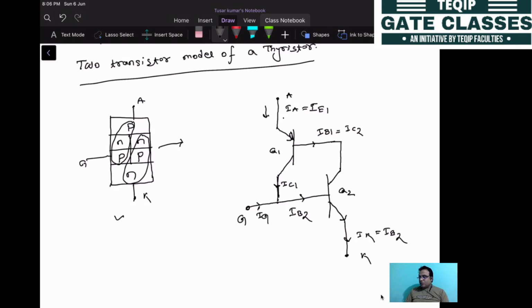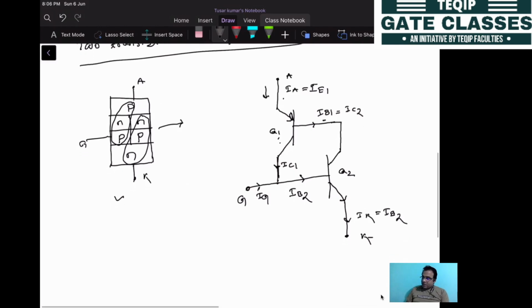So this Q2 will be operating. Q2 is operating means, because when the base signal is applied to Q2, Q2 will be on. When Q2 is on, in turn it will be switching on the transistor Q1. So when transistor Q1 and Q2 are both operating, what will happen? The anode current will flow from anode to cathode. So from this also you can explain how the thyristor works.